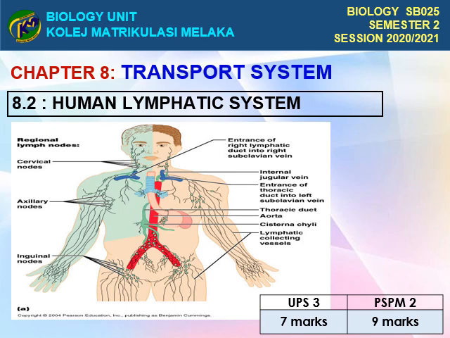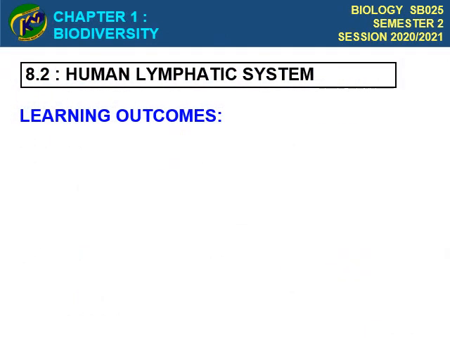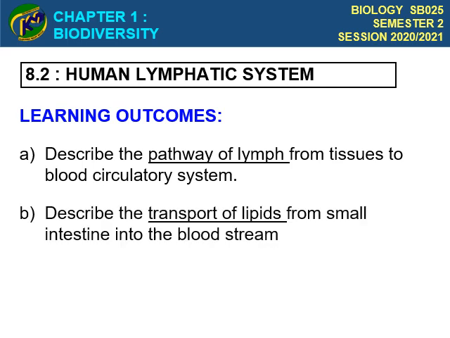Our focus is subtopic 8.2, the Human Lymphatic System. At the end of this lesson, you should be able to describe the pathway of lymph from tissue to the blood circulatory system, and describe the transport of lipid from the small intestine into the bloodstream.